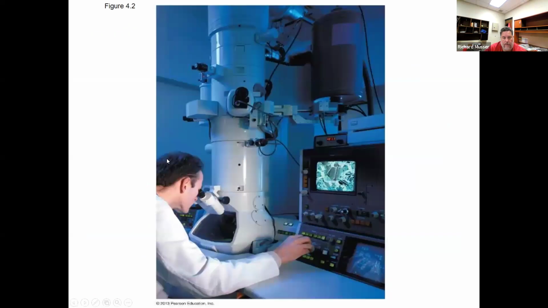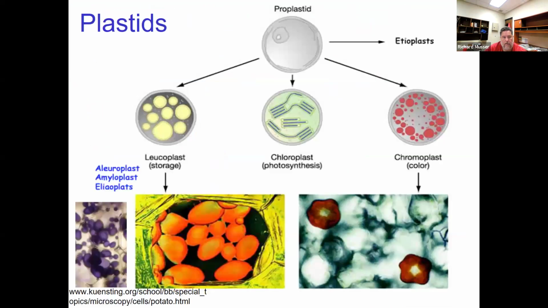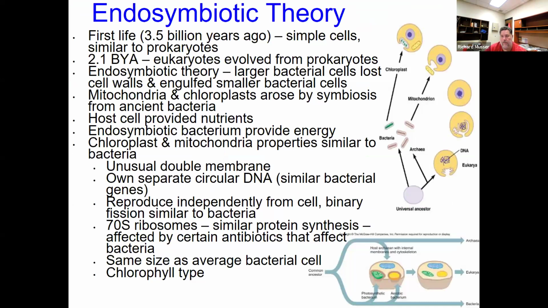Let me leave you with the endosymbiotic theory. This one's important too. The endosymbiotic theory is the idea that the simplest cells were prokaryotes. Remember, they're just single cells with just DNA in them. Then around 2.1 billion years ago, eukaryotic cells were formed from prokaryotes. Basically, we had a large bacterial cell that had lost its cell wall and engulfed a smaller bacterial cell that was able to live inside it. When they were able to live inside it, we call that symbiosis.